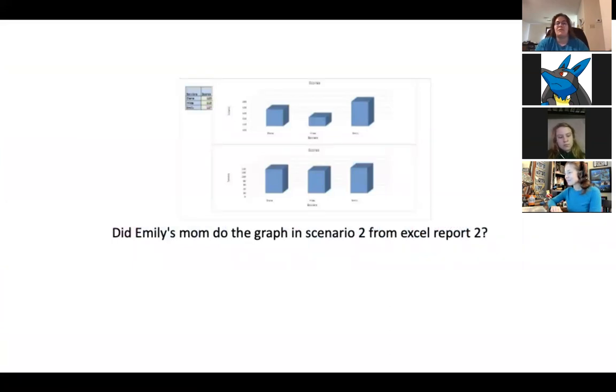I'll let Mitch ask Ruby this question too. Okay. Ruby, did Emily's mom do the graph in scenario 2 from Excel report 2?